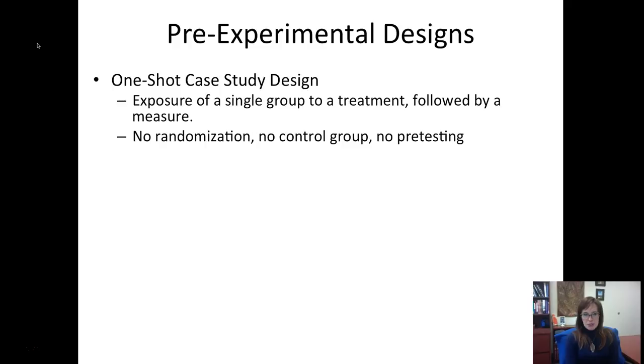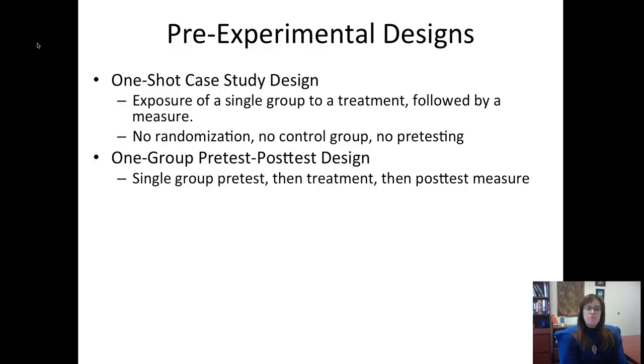So in pre-experimental designs, we have situations in which, for example, one-shot case study design. We have a single group, we're exposing them to a treatment. So for example, I'm going to try out this new therapy modality, and I'm going to do that therapy and then measure people on some variable or set of variables after that treatment. So there's no randomization or no random assignment to condition or group, there's no control group, and there's no pre-testing. So some of the basic components of true experiments are not present here.